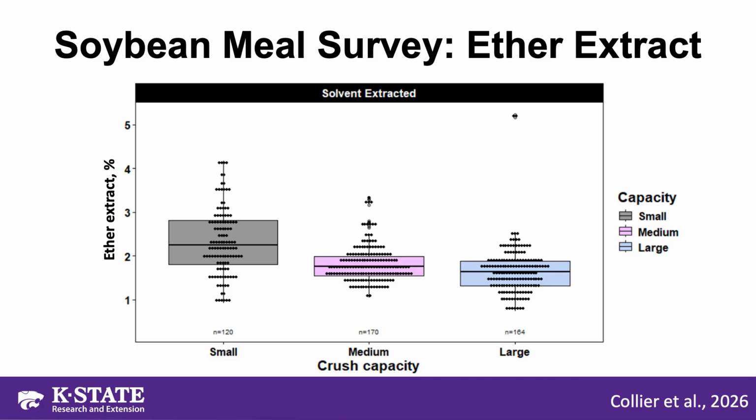And so a lot of these newer plants coming online would fall into that greater than 4,500 metric tons per day crush capacity, which could be leading to what we're seeing in this diagram here.